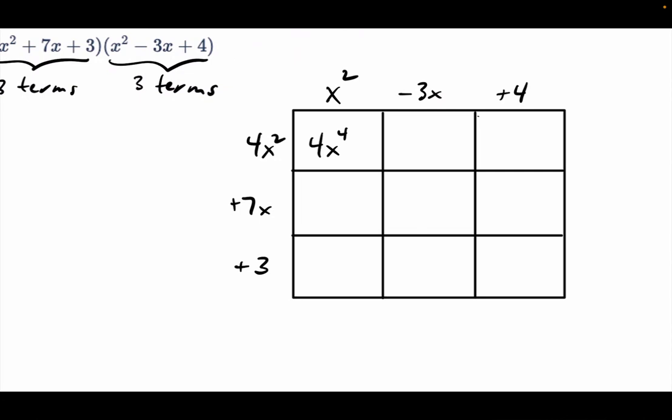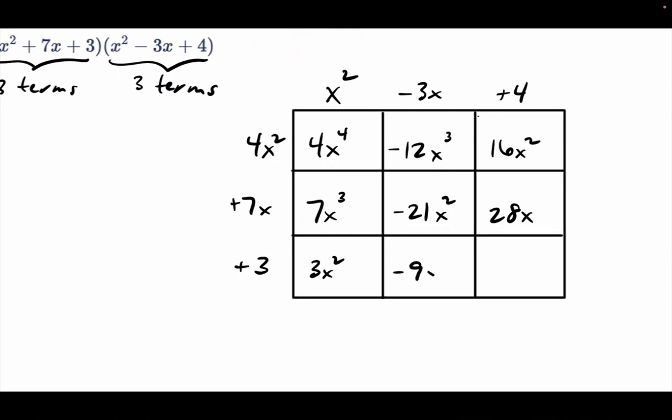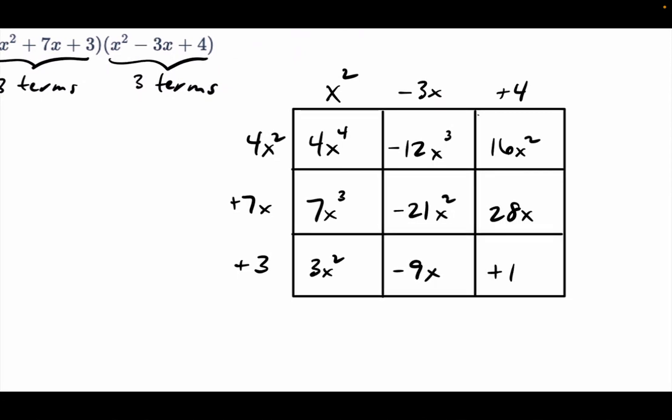Okay? 4 times negative 3 is negative 12, x to the 3rd. So you should have a negative 12x to the 3rd box somewhere. 16x squared. 7x to the 3rd. Negative 21x squared. 28x. 3x squared. Negative 9x, positive 12.